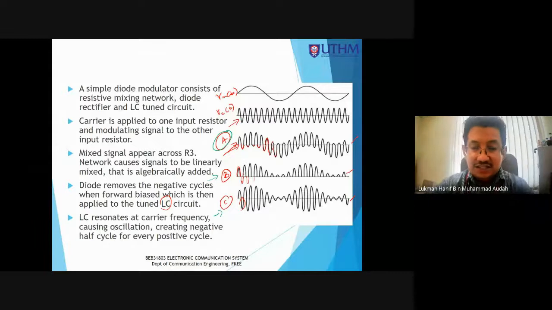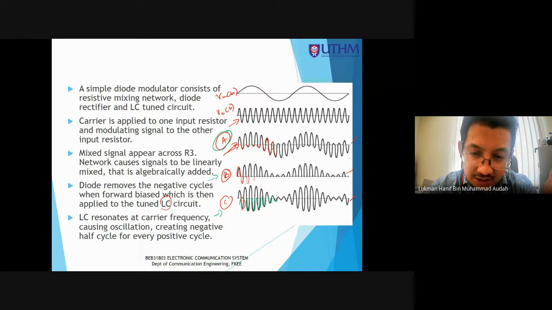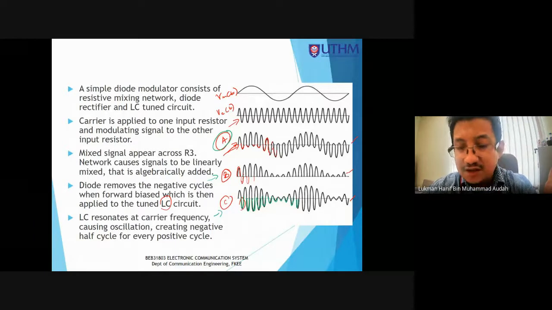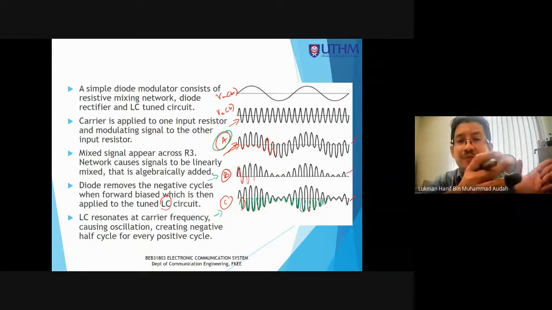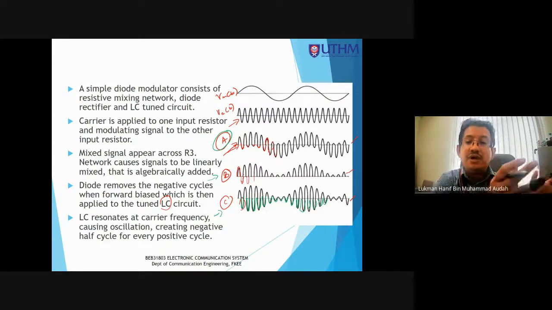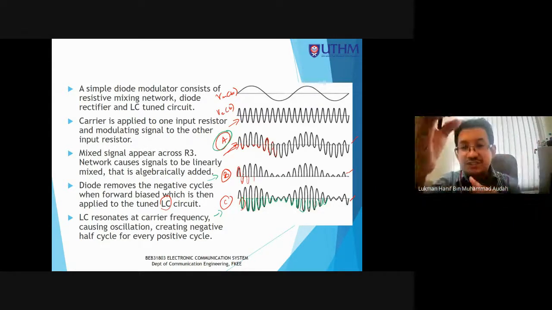So charging and discharge ini kalau you lihat dia berlaku sangat laju. Charging, discharge, discharge, discharge, discharge. So bayangkan dia punya frekuensi itu tinggi, maknanya dia berlaku sangat laju. So LC tank circuit is like a fast charging battery yang mana dia charge and discharge. Okay, dia berlaku continuously. Dia bukan berlaku separuh-separuh, dia berlaku continuously. Charging, discharge, charging, discharge.